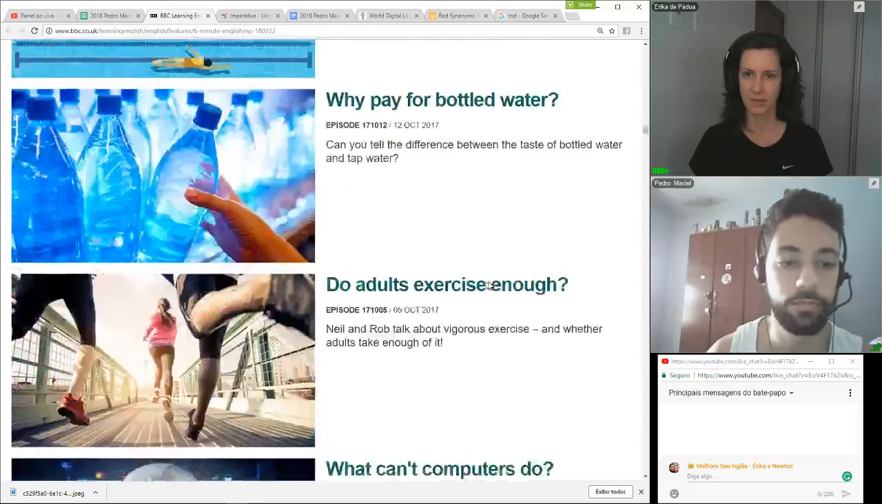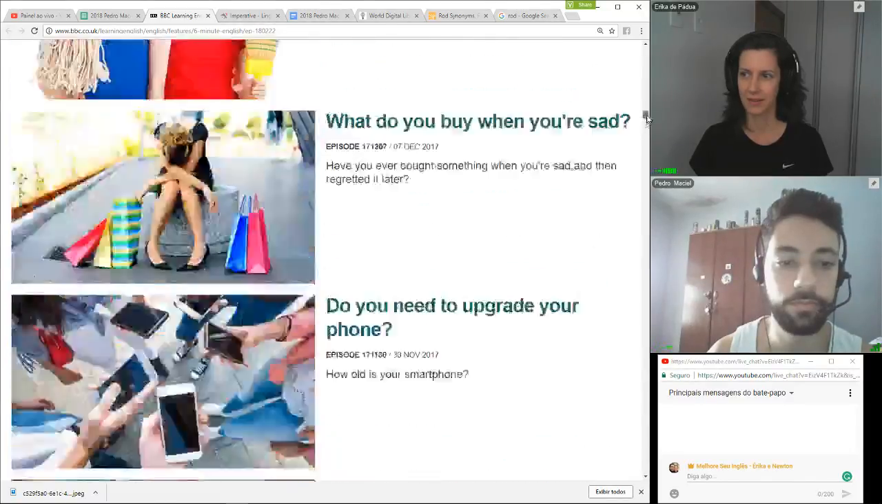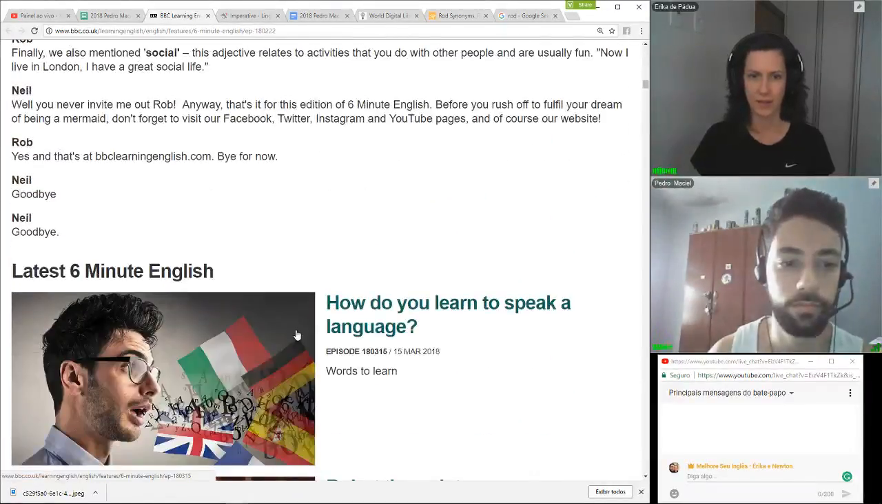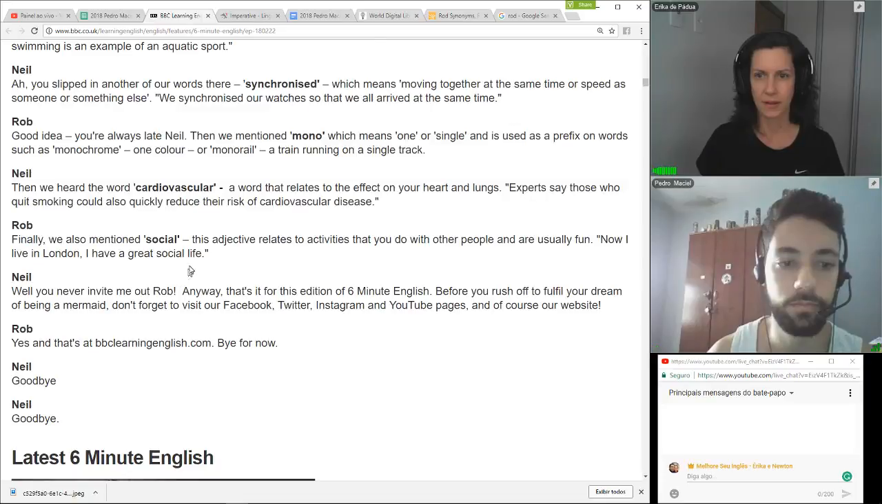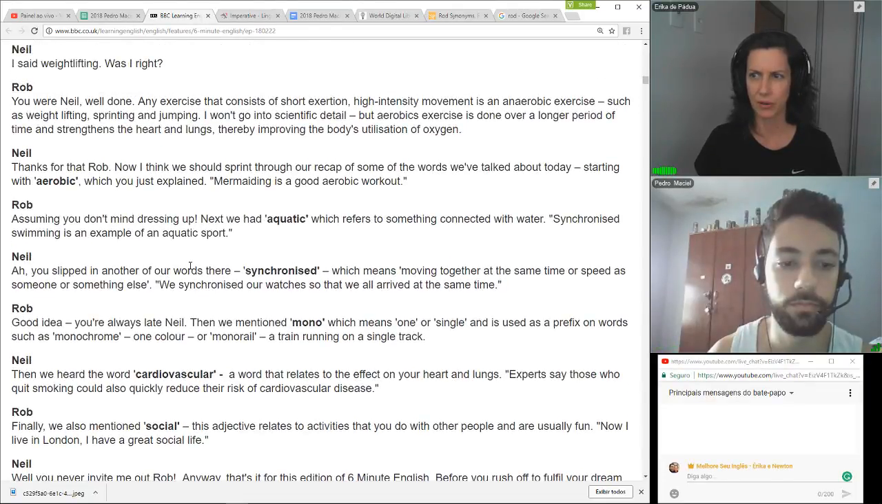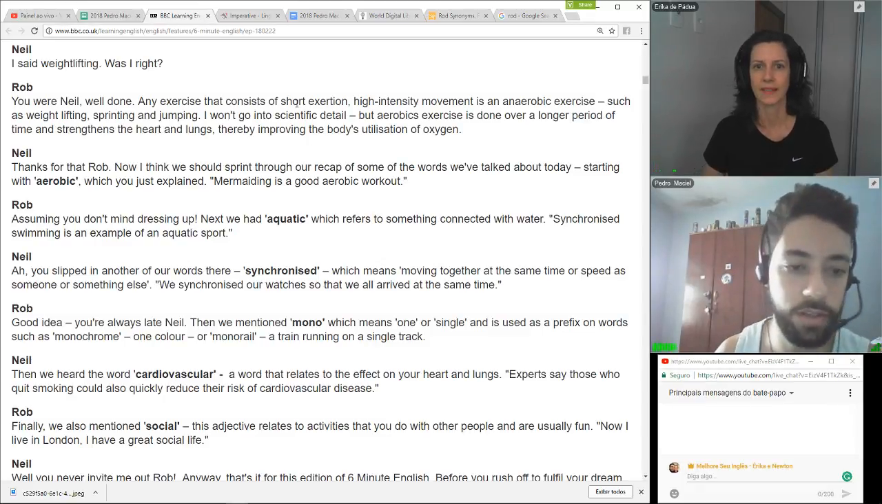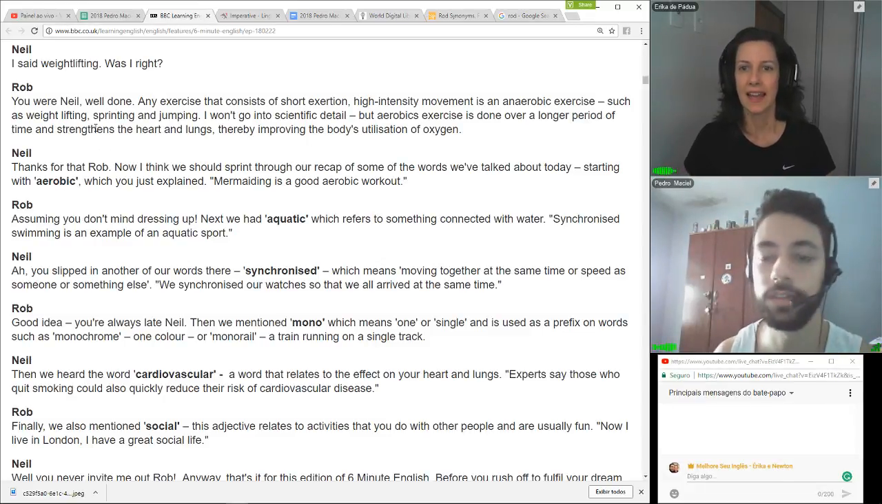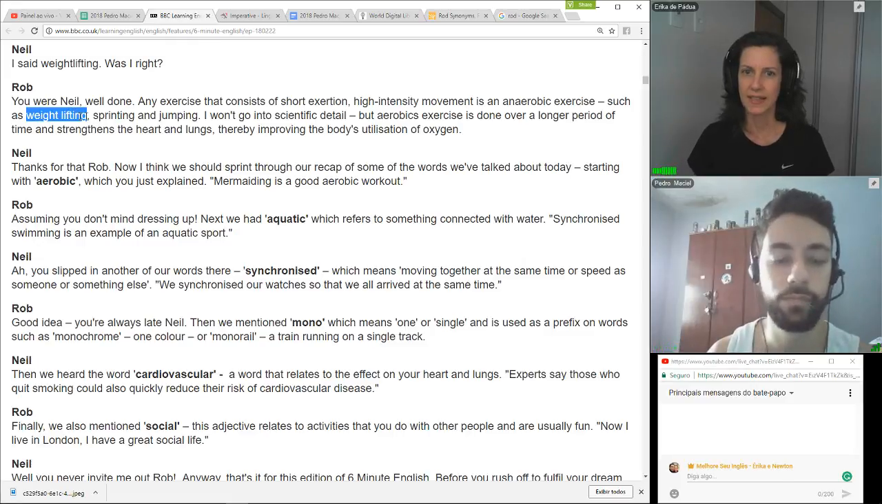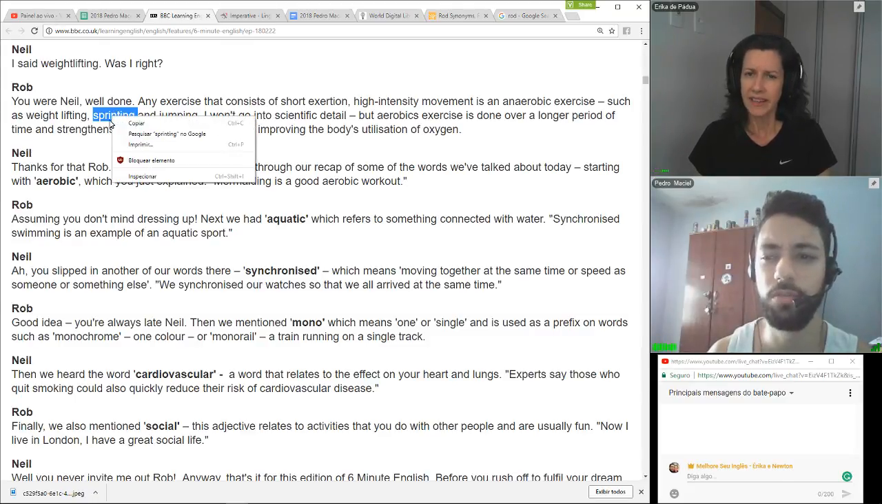I scrolled down too much. The text is short. So where is it? Do they explain that word or no? Yes, the question, their answer is weightlifting. Such as weightlifting, sprinting, and jumping. Do you know what sprinting is? Like run fast, yes, or running. Swim fast too, maybe, I don't know.